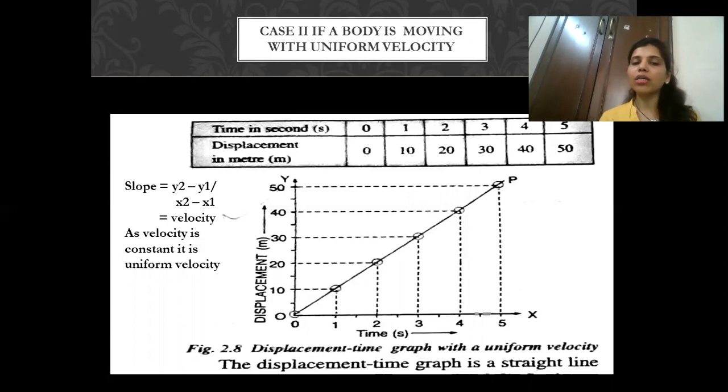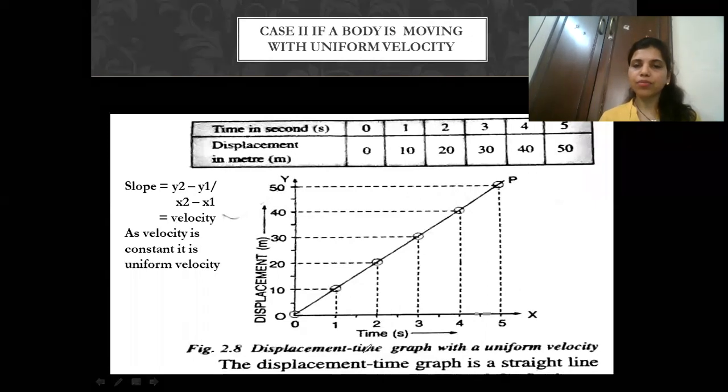The graph will give you the slope and the slope value will give you the velocity. As you know that displacement upon time is velocity. So you can see from here that when you are taking the slope, you will take y2 minus y1 upon x2 minus x1. So displacement upon time will give you the value for velocity. And as you are going to get the velocity constant, you say that the body is moving with uniform velocity.